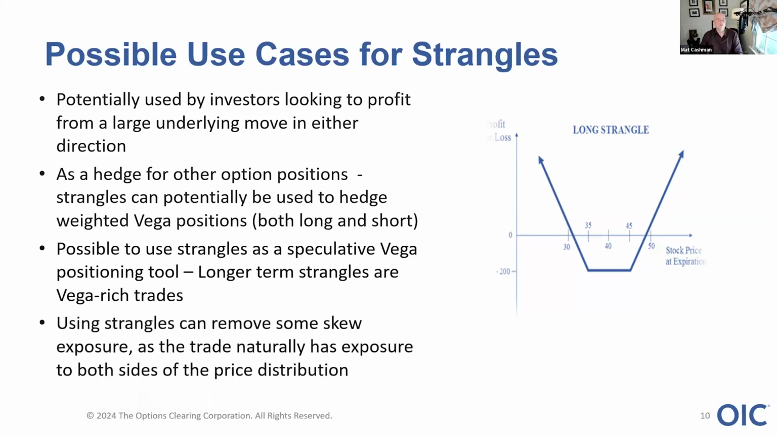One other thing that strangles are really interesting about is that when you're dealing with strangles, you're dealing, like I said, with calls and puts, but you're buying or selling both of those options. And when that is the case, strangles and the use of strangles removes skew exposure. Skew exposure is actually the exposure that you have if you're buying the put side and selling the call side, or buying the call side and selling the put side.